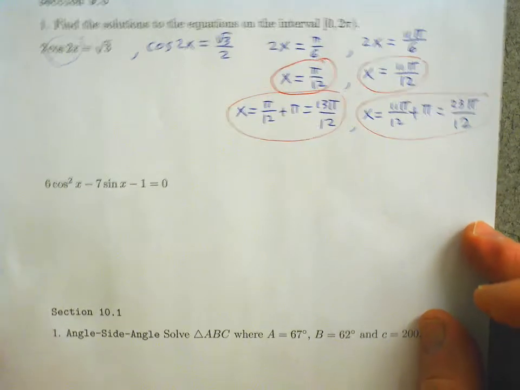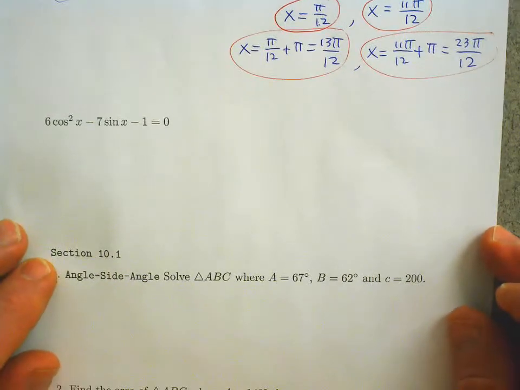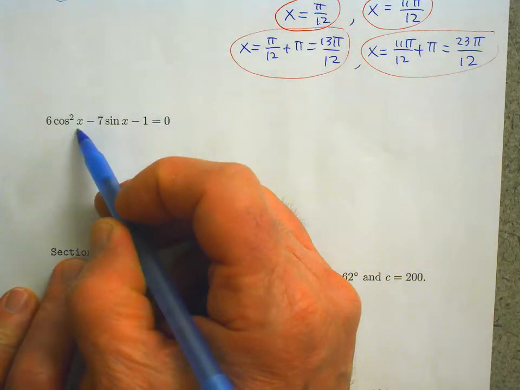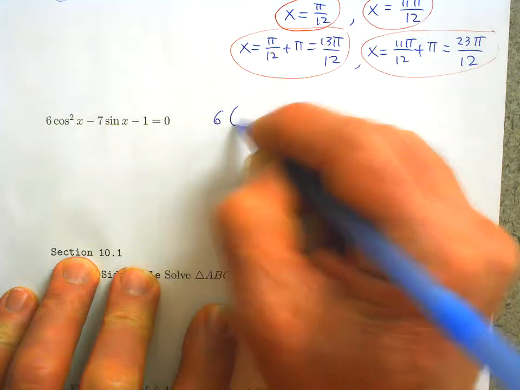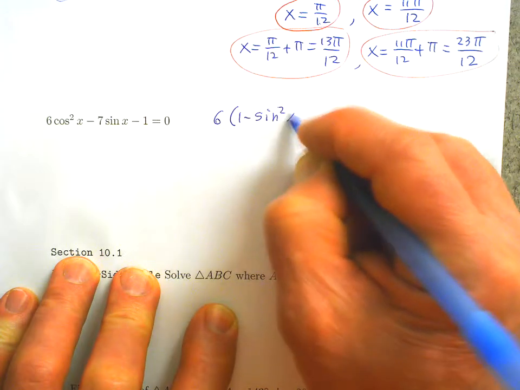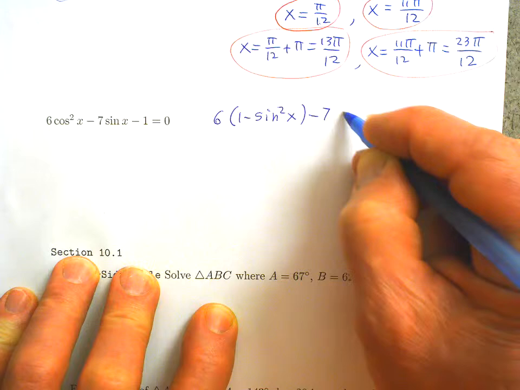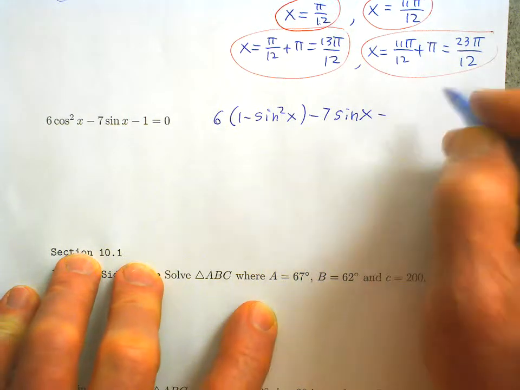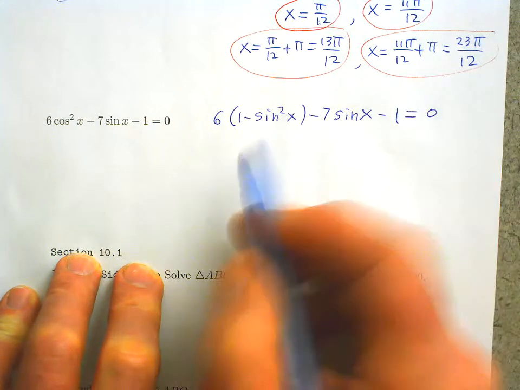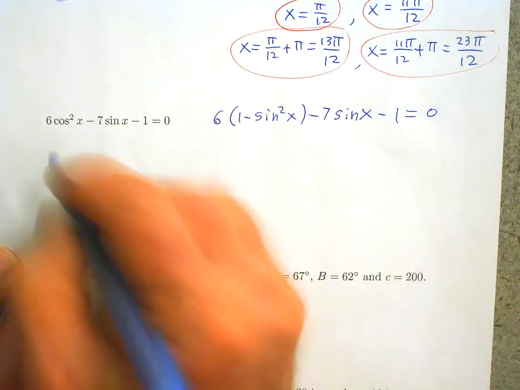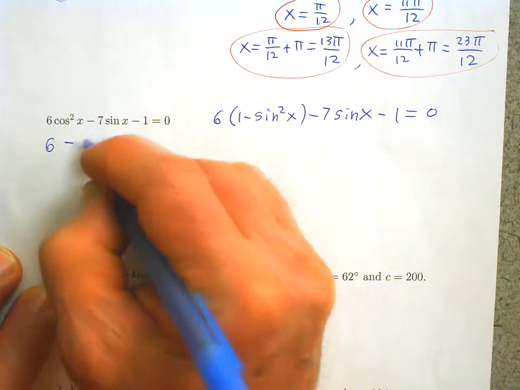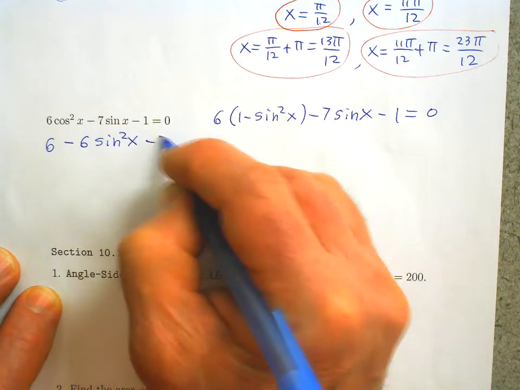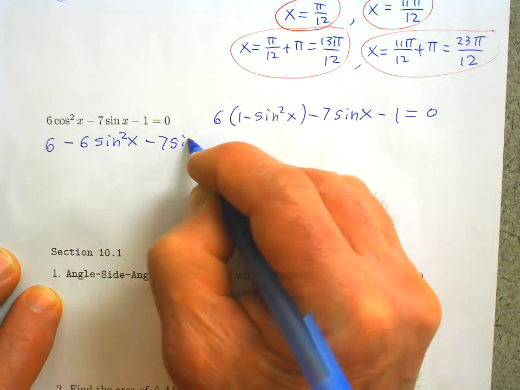Okay, the next one involves a quadratic equation, quadratic in form. So we're going to replace cosine of x squared with 1 minus sine of x squared, so that we have a trigonometric equation that's quadratic in form with one sine function only. So 6 minus 6 times sine of x squared minus 7 times sine of x minus 1.